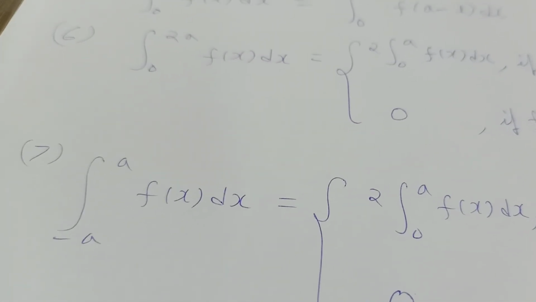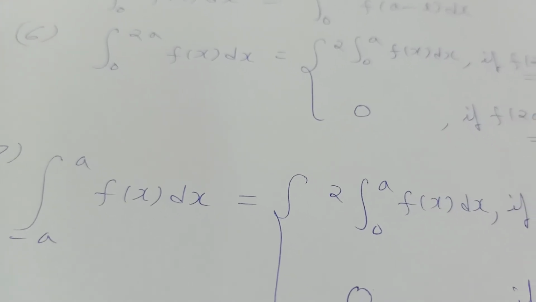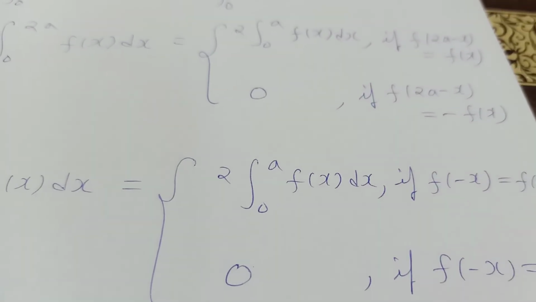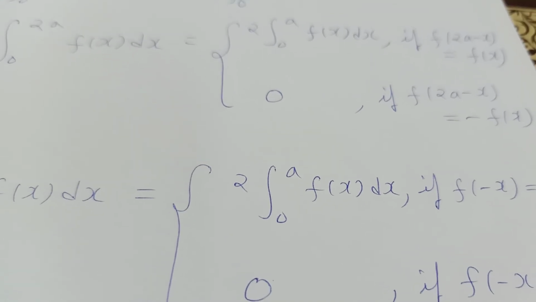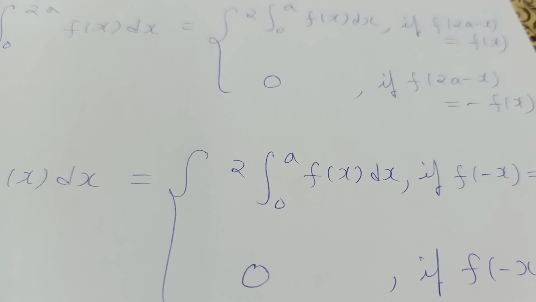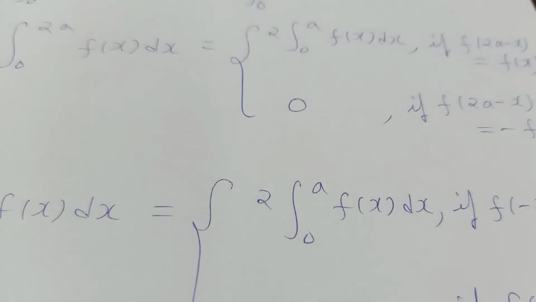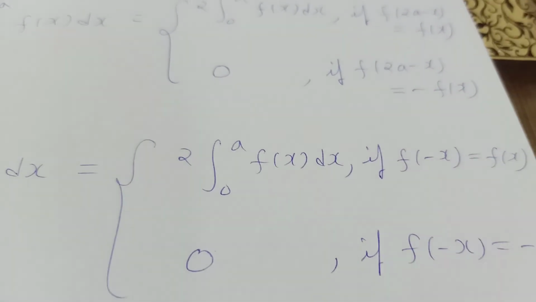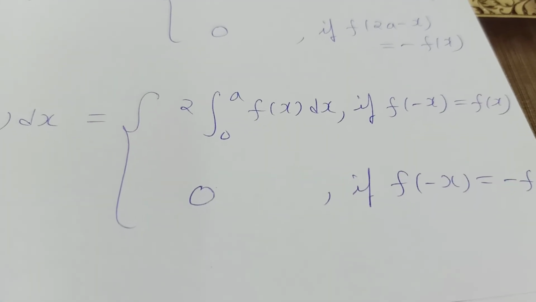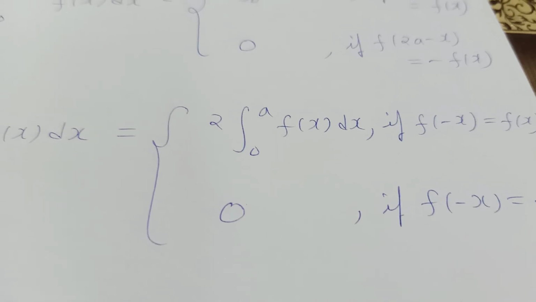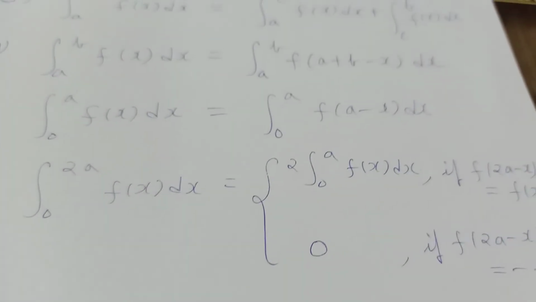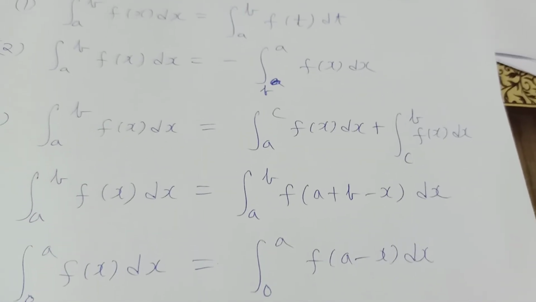Then the integral from minus a to a of f(x) dx equals twice the integral from 0 to a of f(x) dx if f(minus x) equals f(x). F(minus x) equal to f(x) means f is an even function. And it will be 0 if f(minus x) equals minus f(x), that is, f is an odd function. These are the seven properties which we will use in the questions.